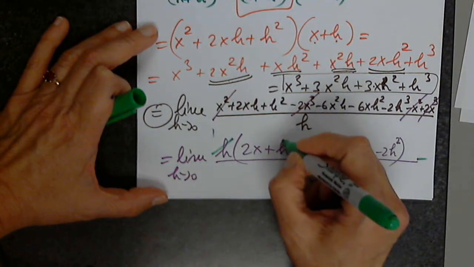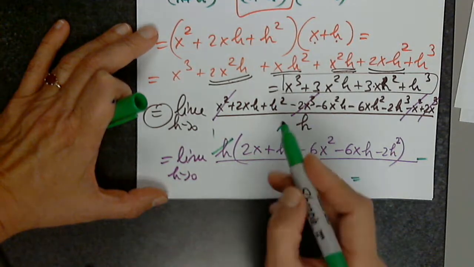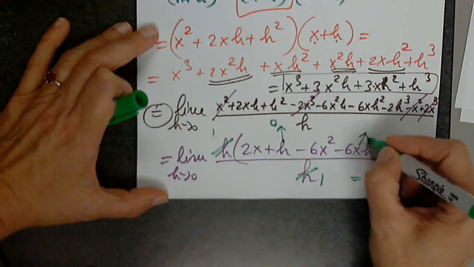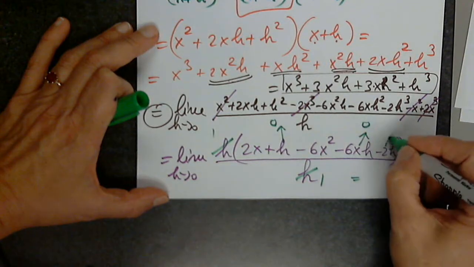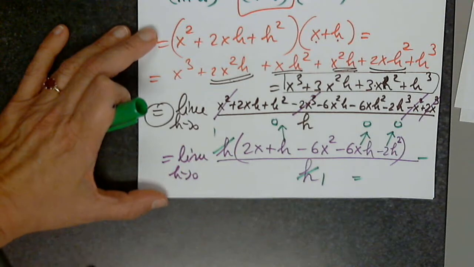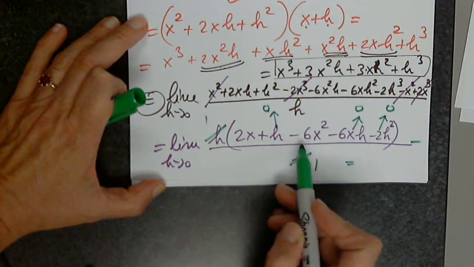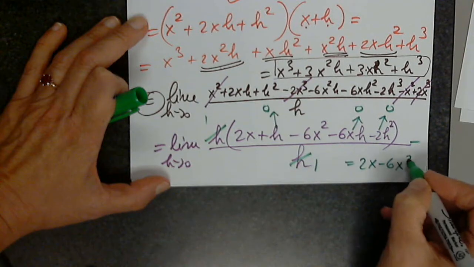But after I notice that this will go to 0, this will go to 0, and this will go to 0, so the simplified form is 6, very good. So 2x minus 6x squared.